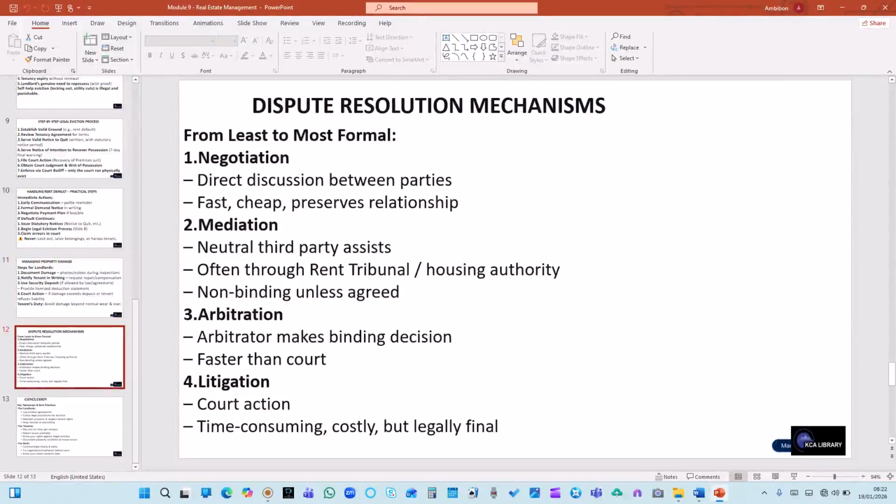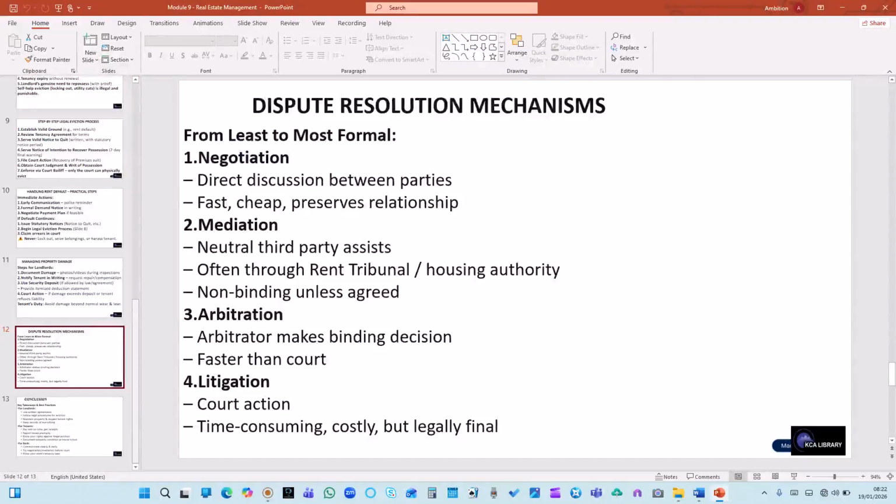Having known that, let us look at dispute resolution mechanisms. That is to say, how to manage disputes between landlords and tenants from the least to the most formal. Number one approach is negotiation. This approach involves direct discussion between the parties. That is, the landlord and the tenant will just negotiate on how to settle their dispute. This approach is usually fast, cheap, and preserves the relationship.